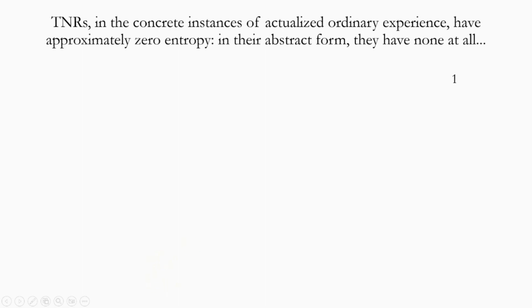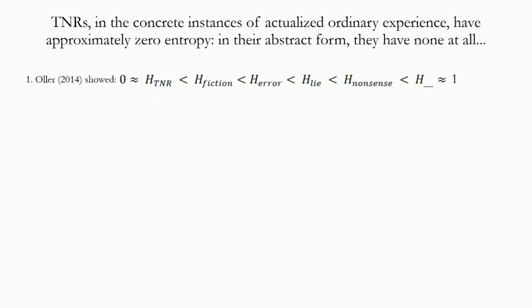TNRs in the concrete instances of actualized ordinary experience have approximately zero entropy. In their abstract form, they have none at all. Let the capital Greek eta, which looks like our capital H in the Roman alphabet, stand for entropy, which we can think of as a probability that any given representation may turn up false. If entropy is 1, well, then the proposition must be false. If it's 0, the proposition has to be true.